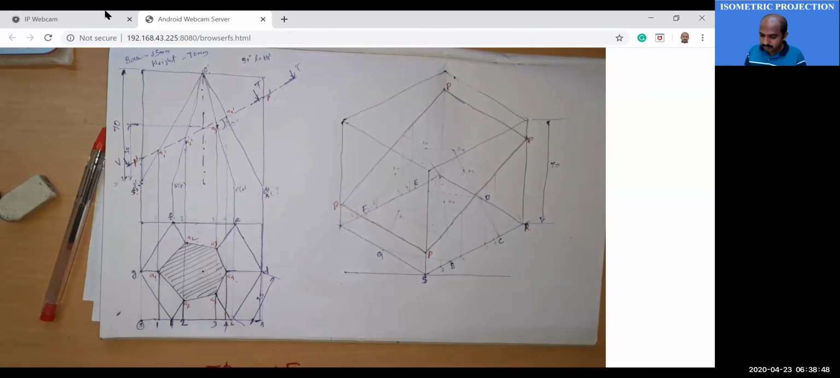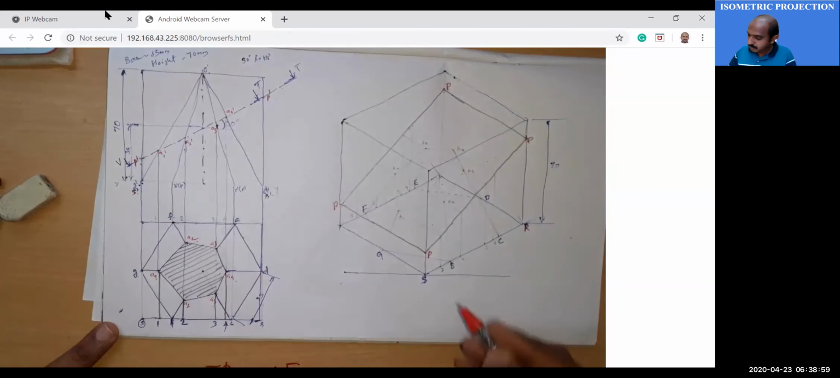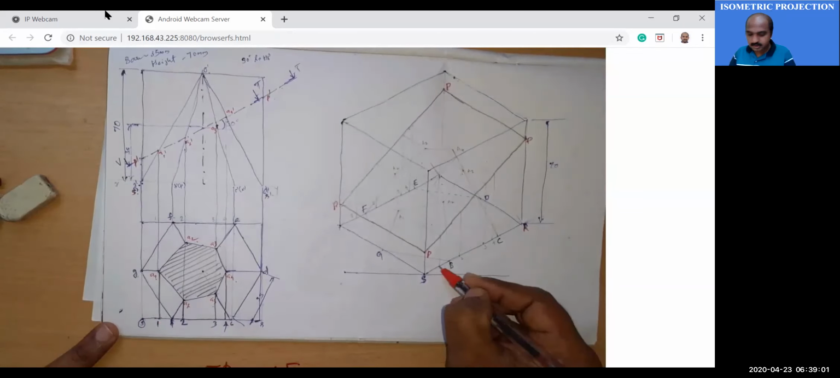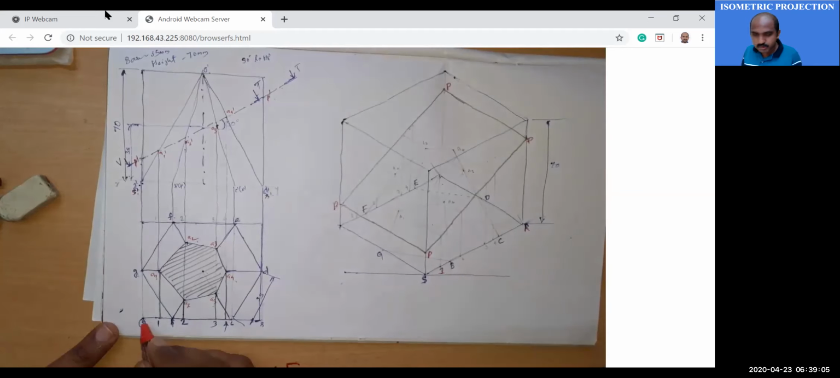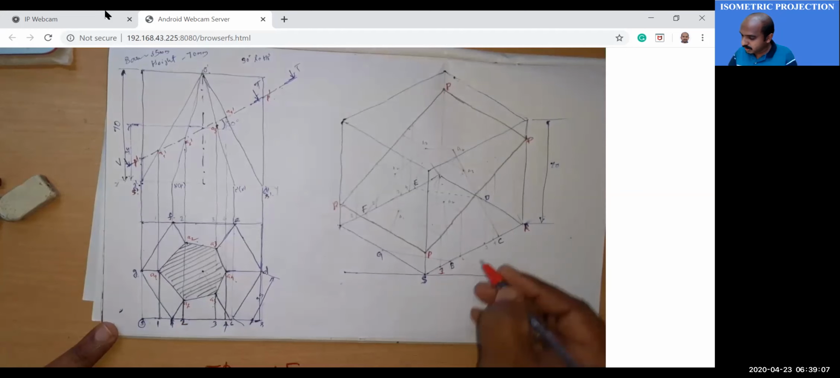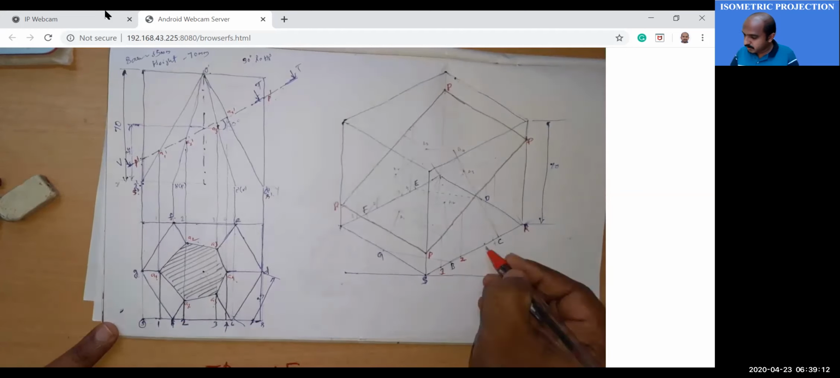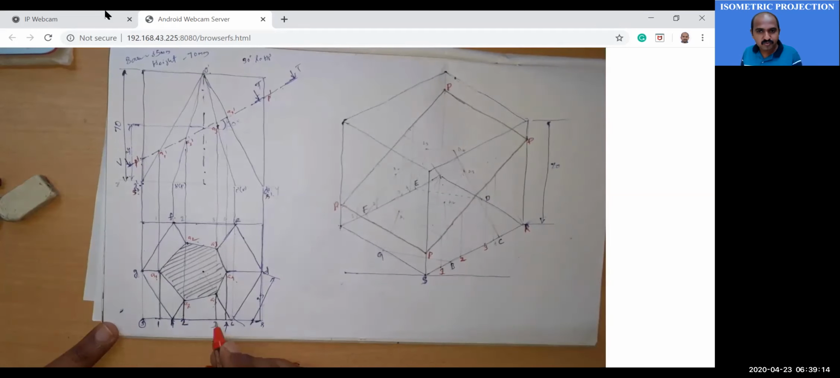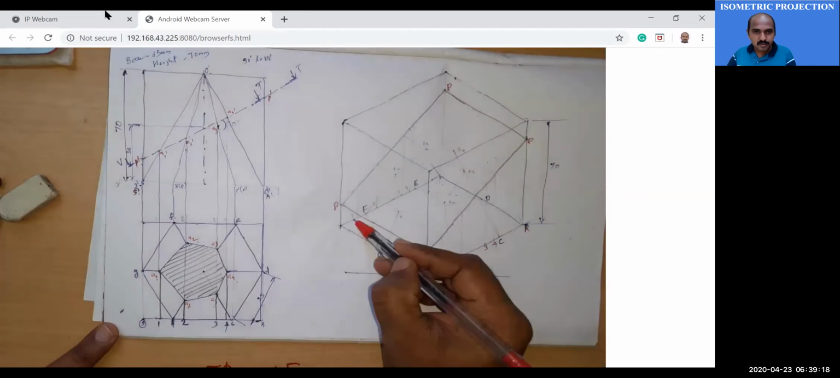Now you measure this distance, S to 1. You measure it, then mark it here. This is your 1. Similarly, S to 2, you mark here. Now S to 3, you mark the distance. S to 4, mark the distance. Similarly, on the opposite side also.